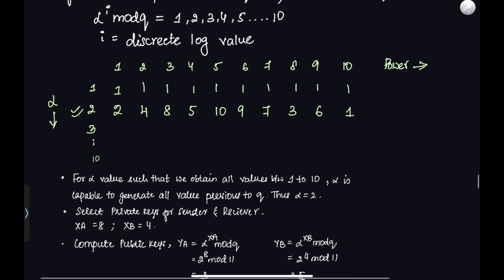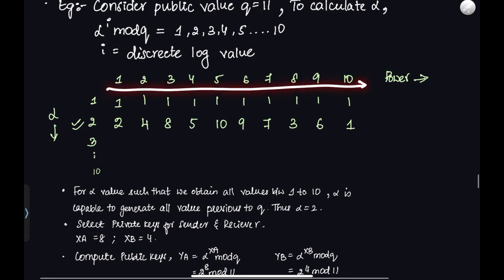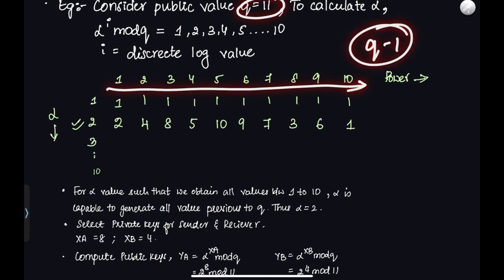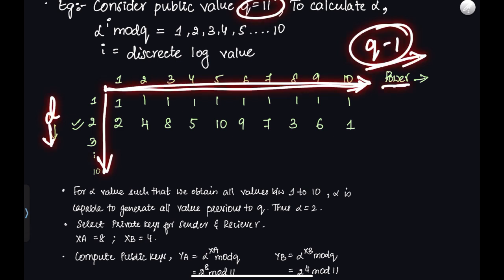In order to get that, we'll write down all the powers from 1 to 10 because the Q value is 11 here, so Q minus 1 values will be considered. So 1 to 10 I have written this side, and 1 to 10 I have written this side. These are the D values, discrete logarithmic values, and here I have the power. So I'll calculate alpha power I, right?